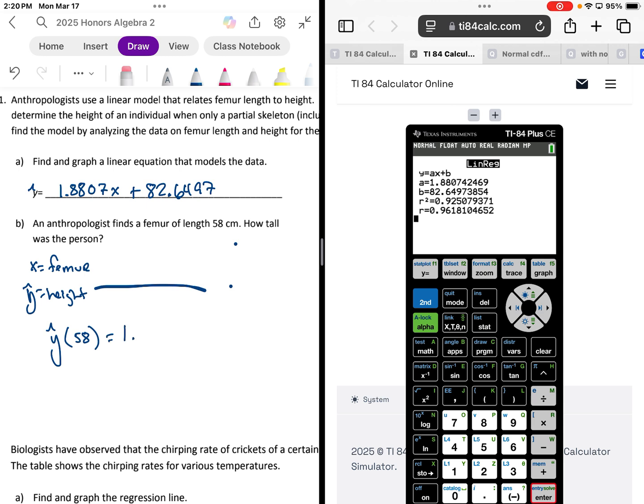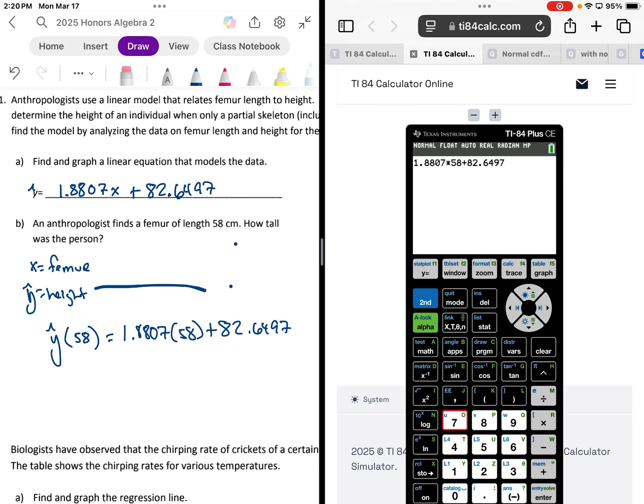So that's 1.8807 times 58 plus 82.6497. And that's what I'm going to type in to my calculator. I'm going to type in 1.8807 times 58. And then I'm going to hit plus 82.6497. Again, I don't have to worry about parentheses. I can if I want to put them around it.